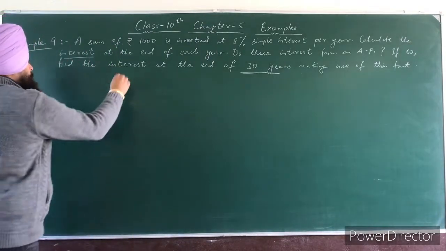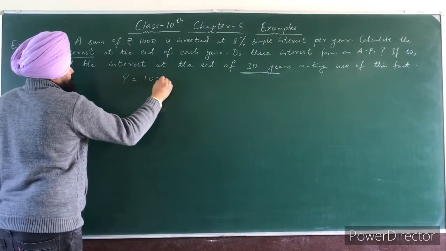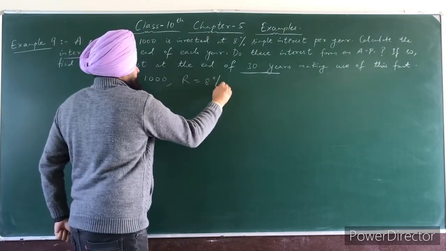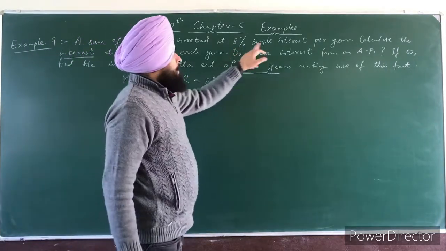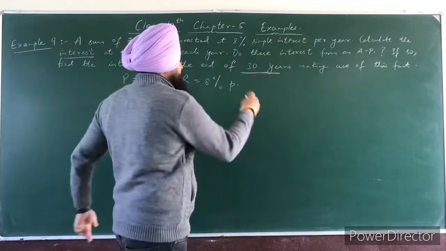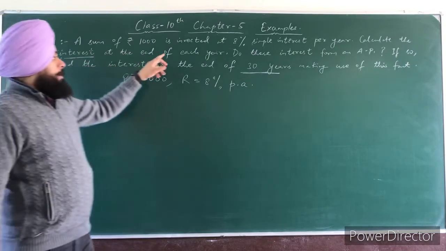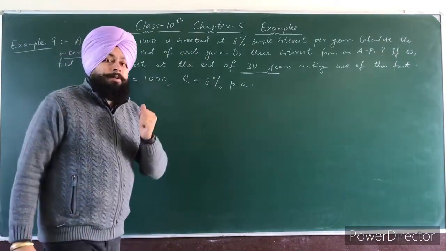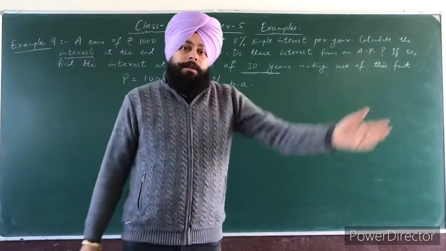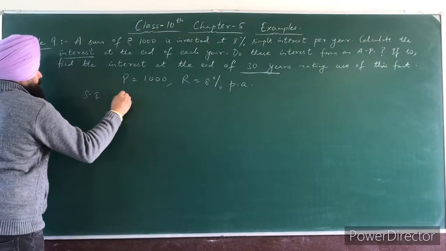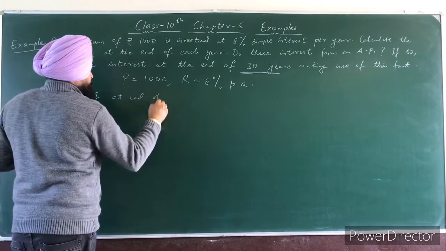So first see here, the principal amount is 1000. Rate of interest is 8% simple interest per year. So per year means per annum. So we will find the interest at the end of each year. मतलब हमने simple interest find करना है साल के हर एक end पे. So find the interest at end of first year.